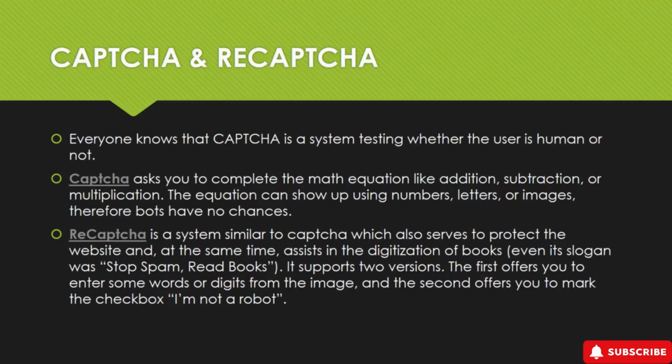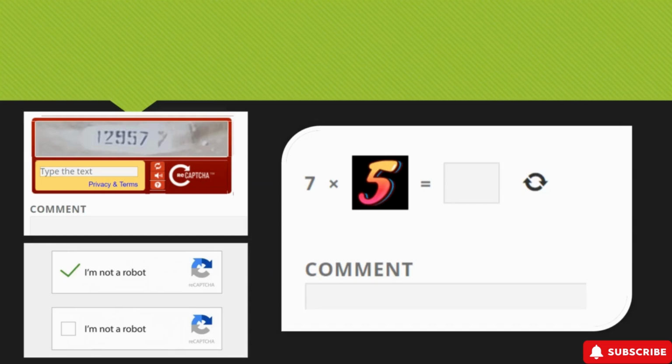But in the case of reCAPTCHA, there are two versions. The first one is when you need to enter a word or digit from the image, and the second offers you to mark the checkbox that says I am not a robot. If you tick that checkbox, that's a reCAPTCHA. So that was the basic difference between them, and that's how they look.